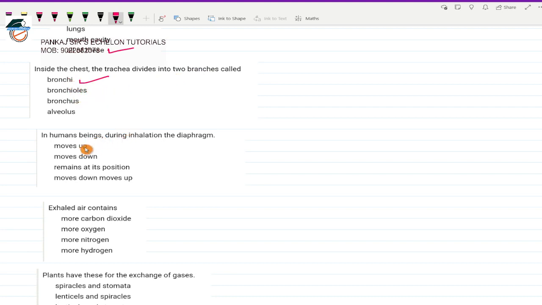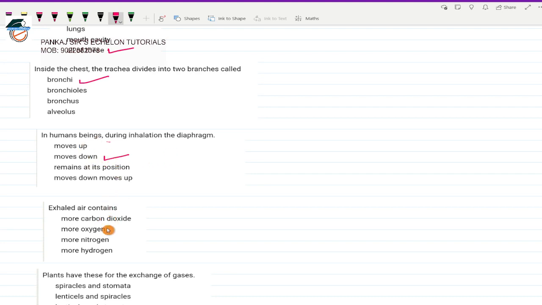Next is, in human beings during inhalation, the diaphragm moves up, moves down, remains at its position, or moves down and up. When you inhale, your lungs are filled with air, and it pushes your diaphragm down. So the diaphragm, which is dome shaped, moves down and becomes flat. So the answer for this has to be moves down. So that was the answer for this particular question.